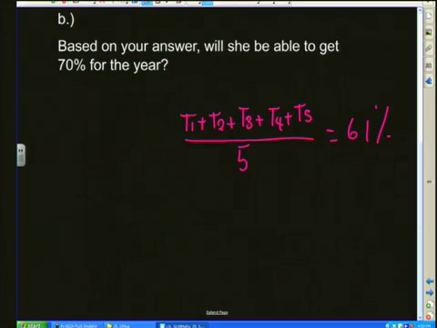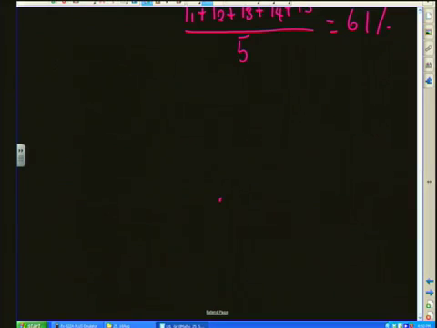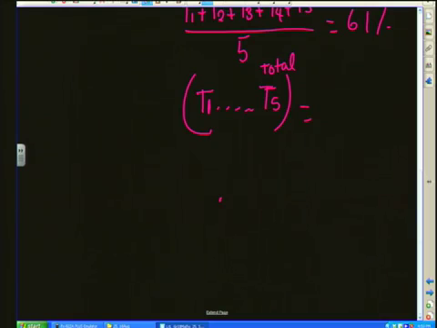Now, in the first case, when Lesego writes 5 tests, she gets 61% for the first 5 tests. Okay, therefore we can see that the total percentage for those tests, from test 1 all the way to test 5, okay, so we're looking at that total, it's going to be 5 times 61%.